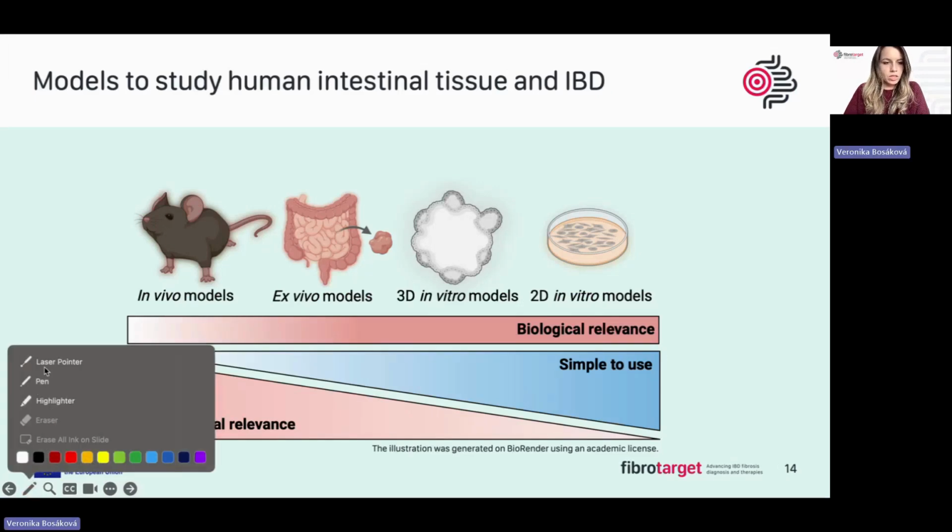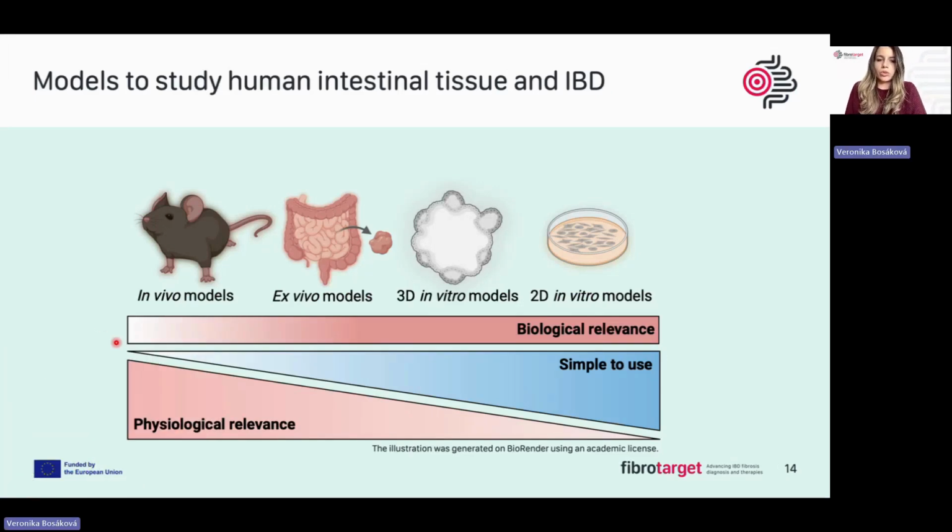In this scheme, you can see different models that are used in inflammatory bowel disease research. You can see the most complex in vivo models to the simplest, but the most high-throughput in vitro 2D models. Each of the models has its own advantages and disadvantages. Based on your project and your hypothesis, you choose the one that fits best. In this part of the presentation, I will focus on the organoids that are 3D in vitro models of human tissue.